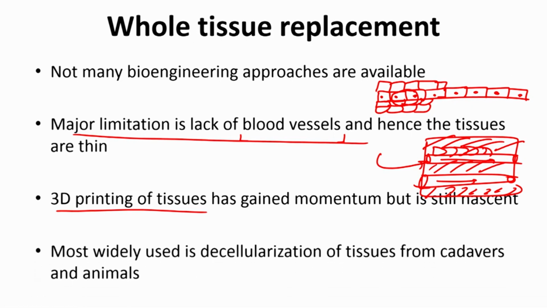One of the most widely used strategies for whole tissue replacement is called decellularization of tissues. What is essentially done is the tissue is taken and decellularized. So let us say I take a heart, or let us say a lung. This lung tissue contains all kinds of things: it contains vessels which are everywhere in the lungs, lots and lots of cells, and lots of extracellular matrix that makes up the region on which the cells are growing.